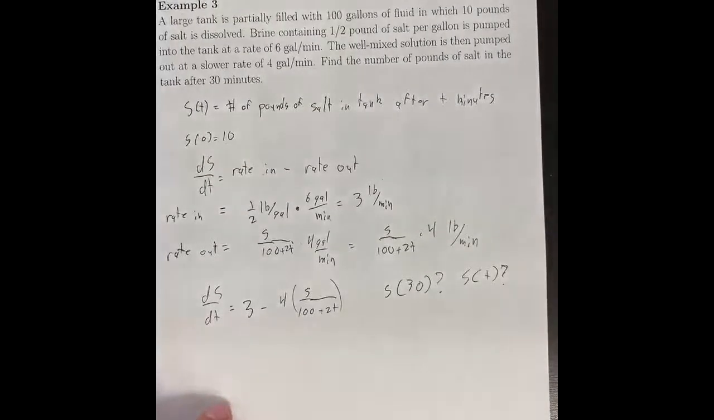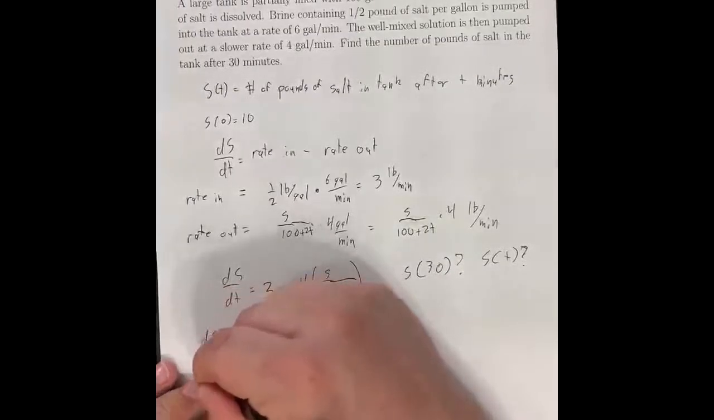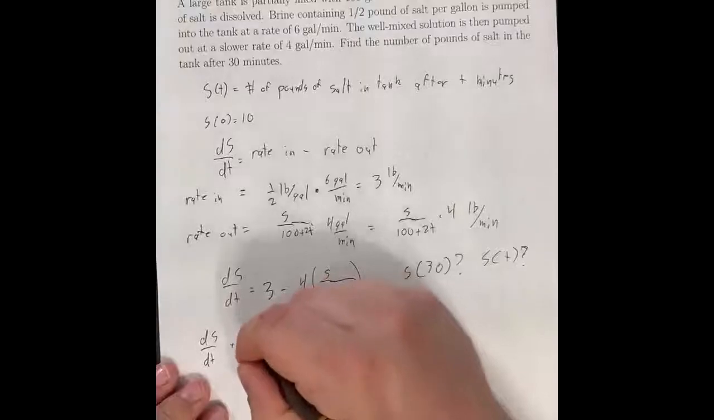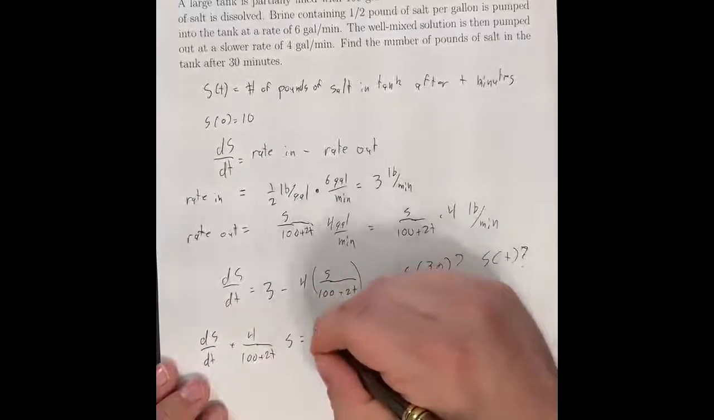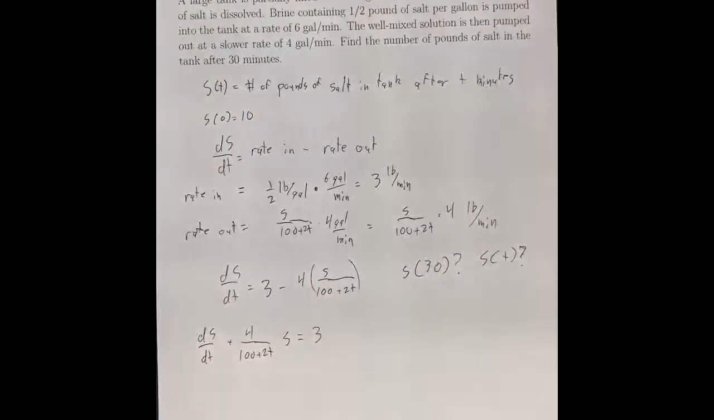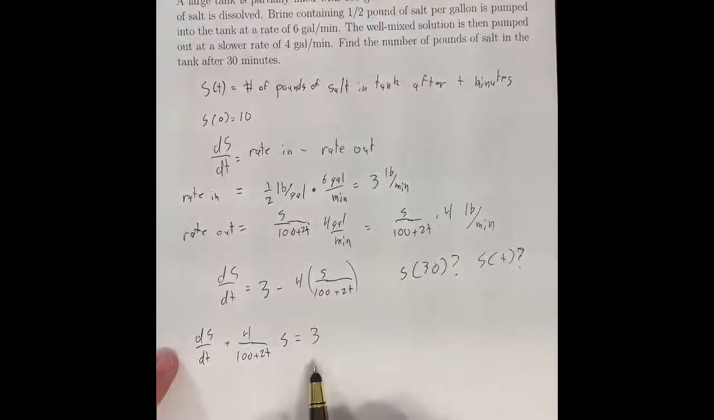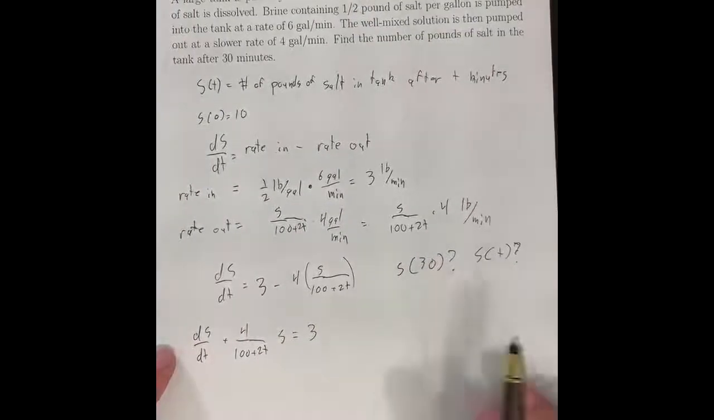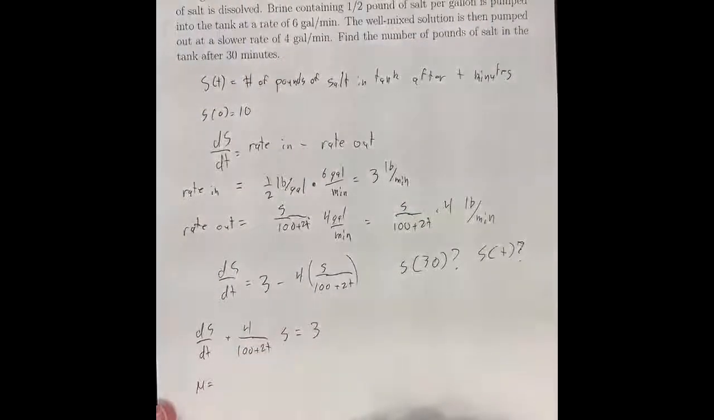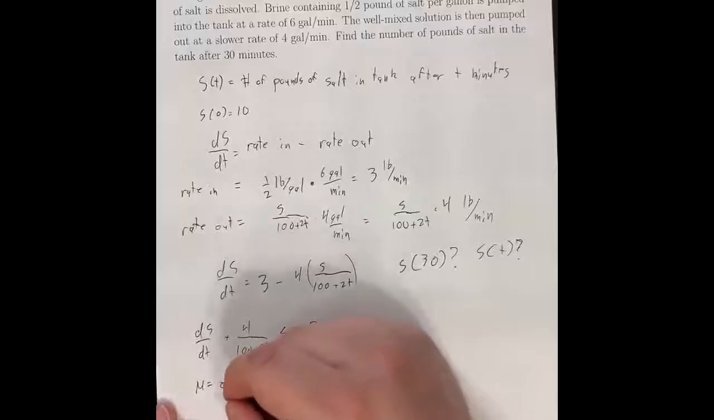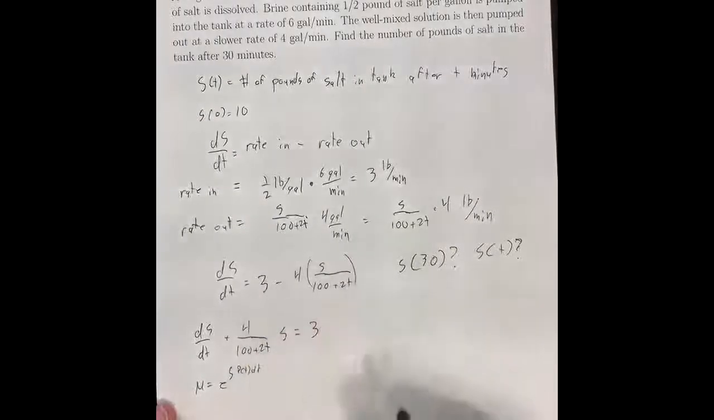So this is actually going to be a linear equation here. Let's rewrite it in that form. We rewrite it as ds dt plus 4 over 100 plus 2t times s equals 3, right? So this problem is first order linear, and it's non-homogeneous, so we can use an integrating factor to solve this one. Our integrating factor, recall, is mu equals e to the antiderivative of p of t. In this case, p is this function here, 4 over 100 plus 2t.